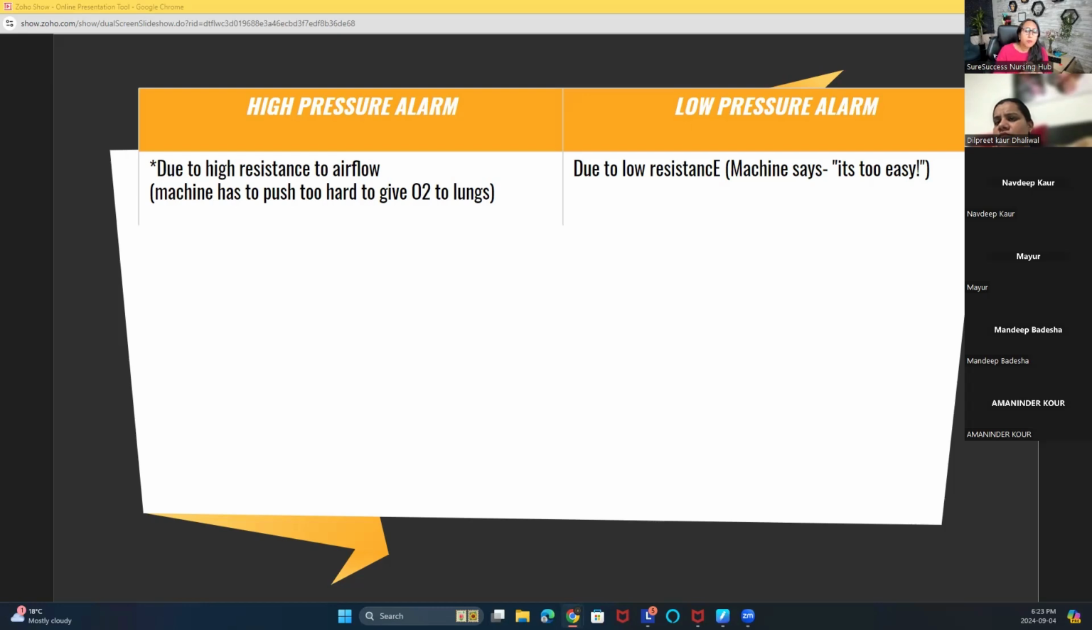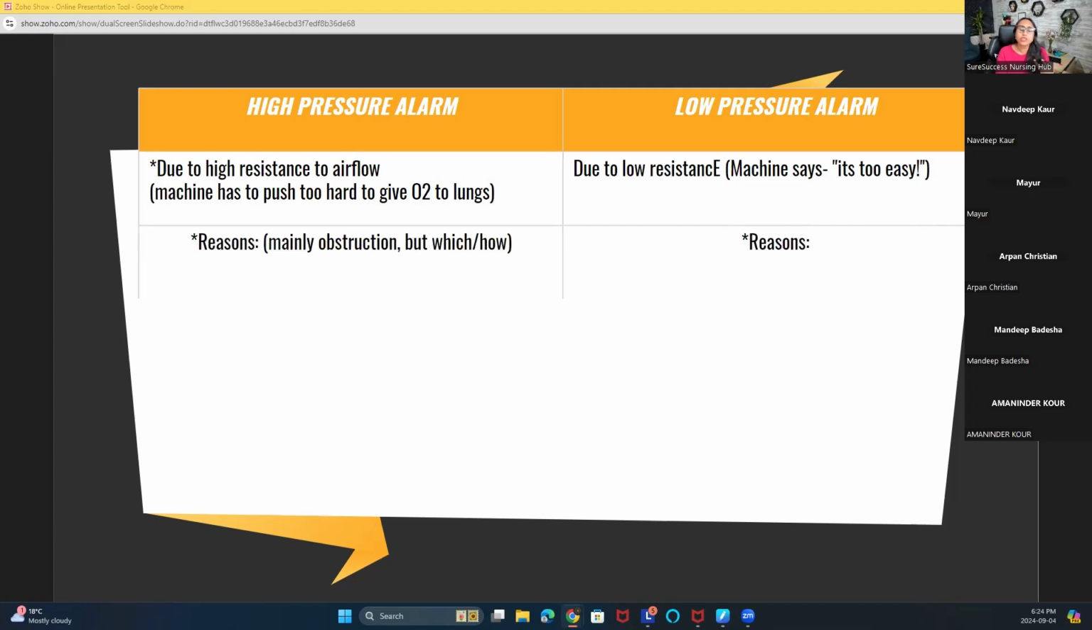Low pressure alarm means the ventilator is telling you, I am giving too little pressure. It is going in easily. What could be the reason? Mechanical error. Sorry, what, Arpan? Either it is a mechanical error or a disconnection in the tubing. Disconnection, very good. Mechanical error or disconnection. So what will you do? You will connect it back. Okay, so these are the two things.